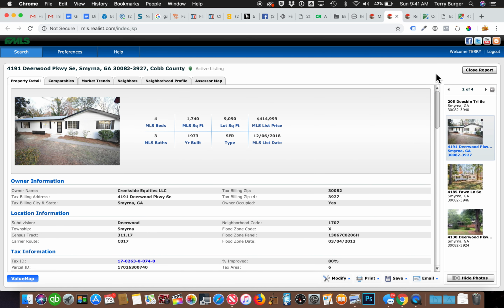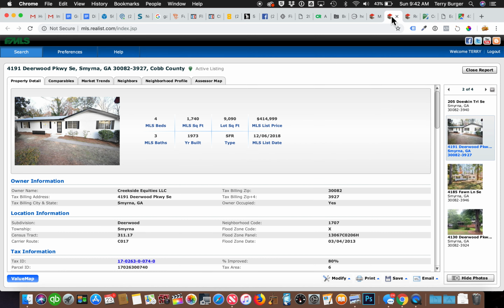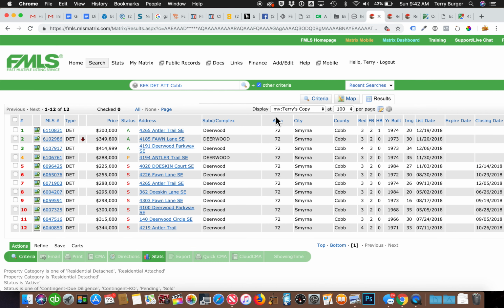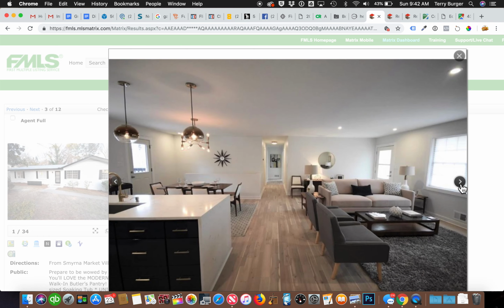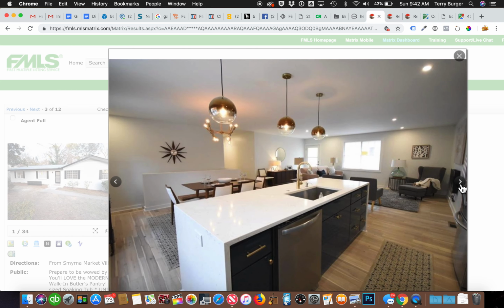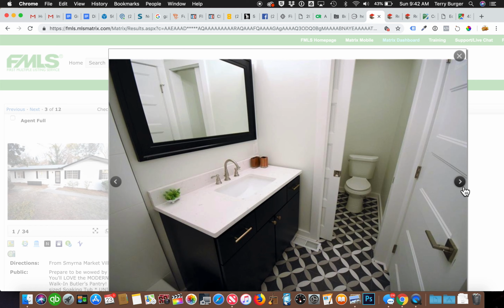Again, if we wanted to, we can go back to the MLS, look at the pictures on 4191 Doeskin. It's not showing up. Maybe it has a different subdivision. That's interesting. Or 4191 Deerwood Parkway. Oh yeah, here it is. Right here, right? They thought they did a Chip and Joanna Gaines renovation. They did exactly what we did, opened up the walls. It's a very similar floor plan to the one we had, but they did this really weird, elaborate wet bath and spent all kinds of money that they didn't need to spend.